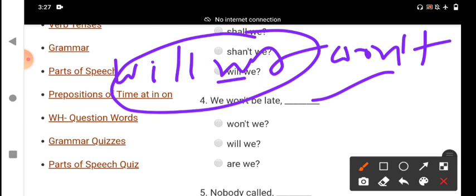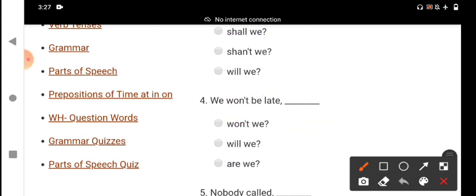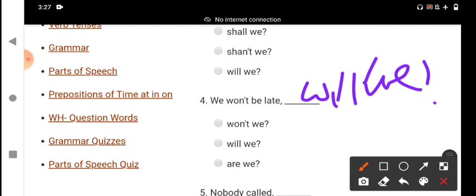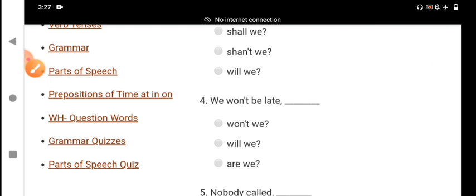We should write the positive tag, my dear student. That means it is a negative statement, so the question tag is positive. The first option is not suitable. The second one is the right answer. We won't be late. Will we is the right question tag, my dear students. And then we go to the next question.